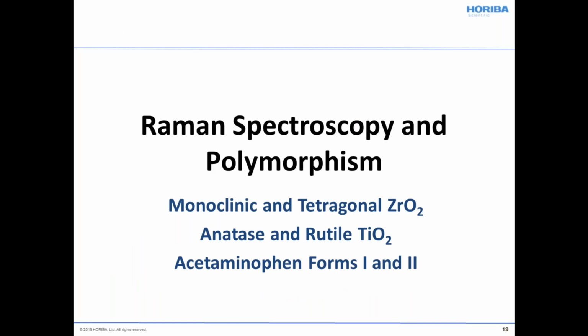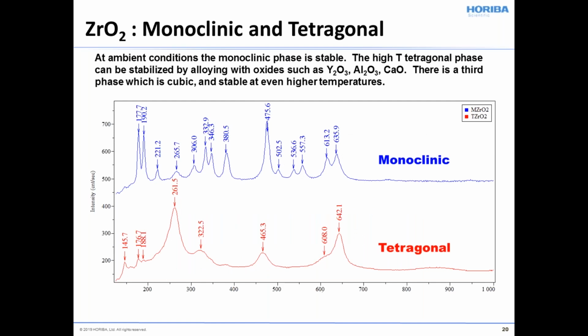Okay, now let's talk about some applications, and specifically polymorphism. And so we'll discuss zirconium dioxide, titanium dioxide, and two forms of acetaminophen, or paracetamol, as it's also known in the pharmaceutical industry. So the interesting thing is that Raman spectroscopy is so sensitive to crystal structure.